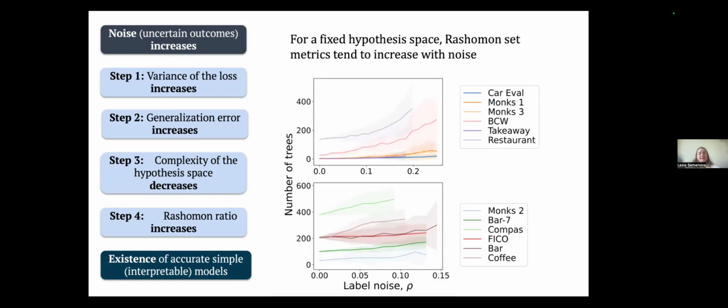So here I performed an experiment for different data sets where I keep adding label noise, and it is depicted on my x-axis. And then I looked into the size of the Rashomon set, and it is on my y-axis. Now, because I don't regularize, it means that my hypothesis space does not change. So the denominator of the Rashomon ratio does not change, but the numerator keeps increasing, as we can see from this plot. So I have more and more trees in my Rashomon set, which also corresponds to the increase in my Rashomon ratio.